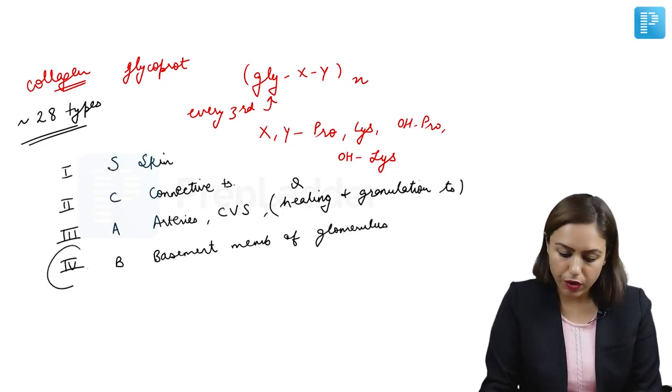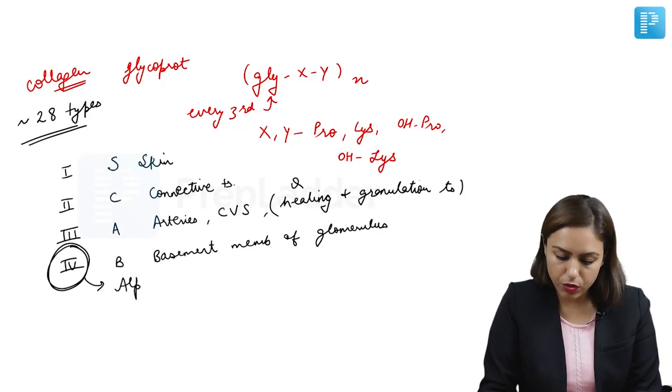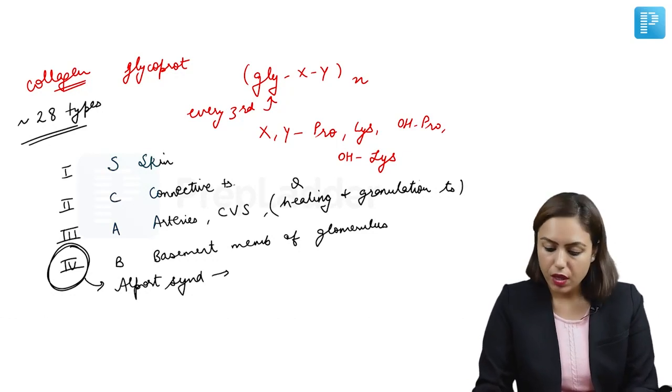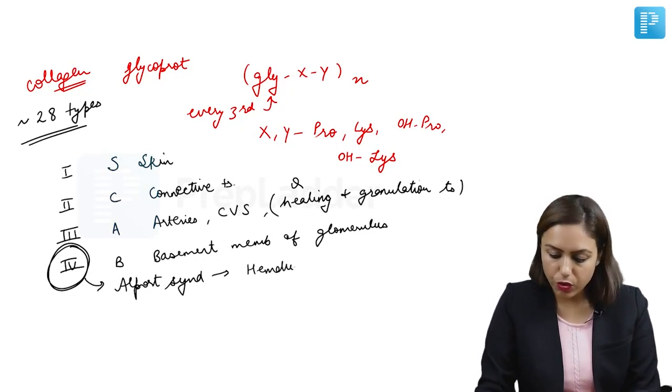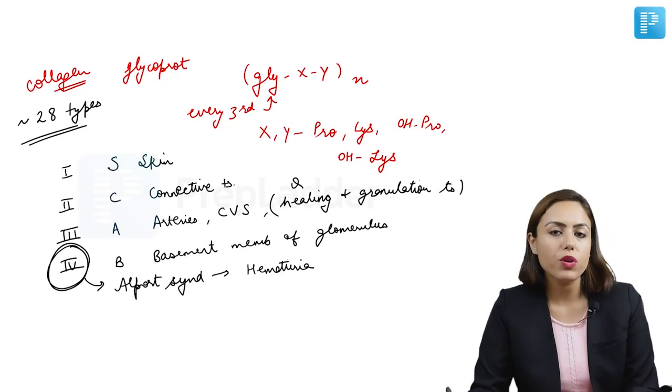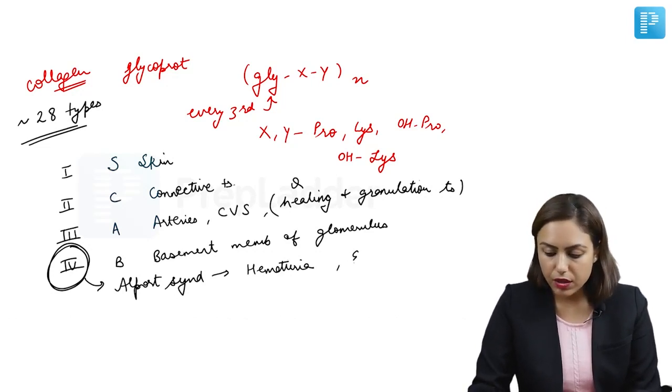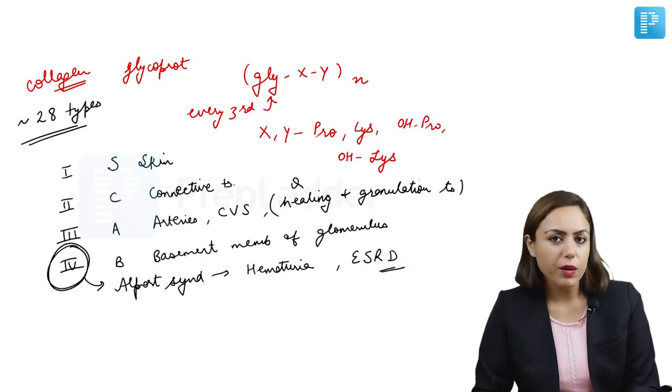And if this type 4 is defective, it will lead to Alport syndrome, in which there is hematuria, blood coming in the urine, and if not treated, it can lead to end-stage renal disease, right? So these were 4 types of collagen.